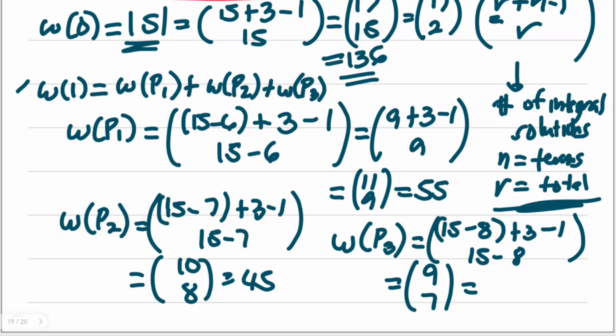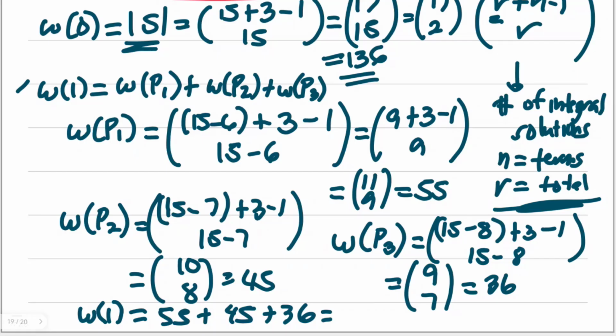9 combination 7 is actually equal to 36. So in short, our omega of 1 would be the summation of all those omegas having exactly one property. So that's 55 plus 45 plus 36, which is 136. Again, 55 plus 45 plus 36. So that's what we need to subtract from the omega of 0.